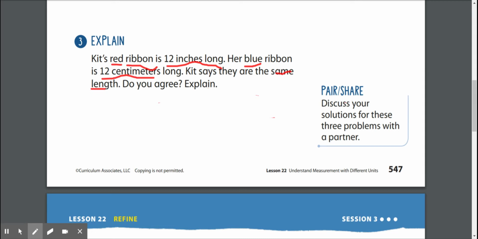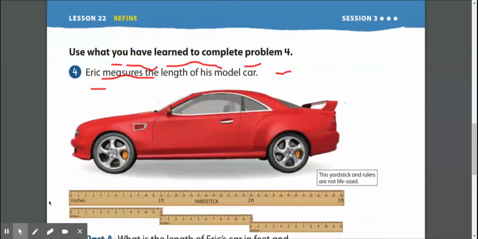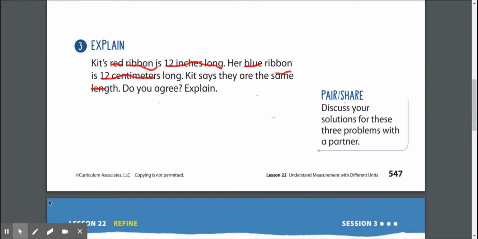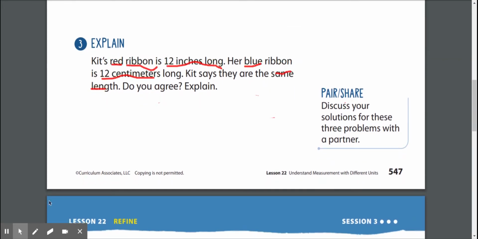When we see a ruler, so if I think about a ruler, I know that in a ruler, inches are a much greater unit of measure, and centimeters are much smaller. So do you think that her ribbons are the same length? Well, 12 inches looks much different than 12 centimeters. 12 inches is a whole ruler, and 12 centimeters is definitely not the whole ruler.